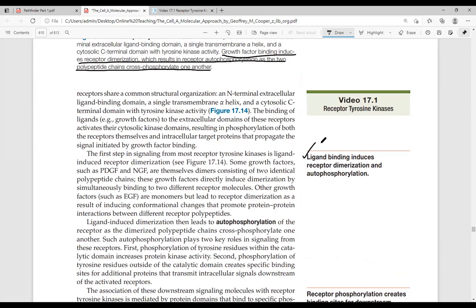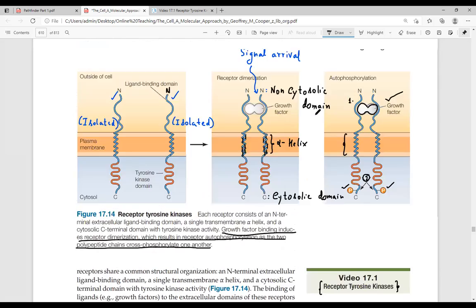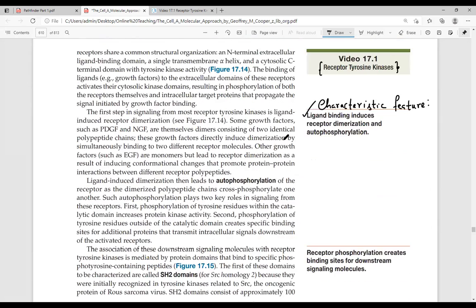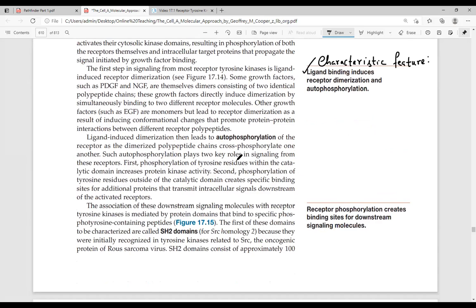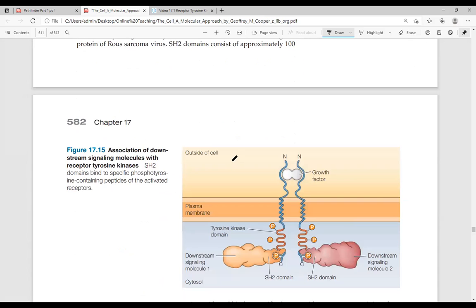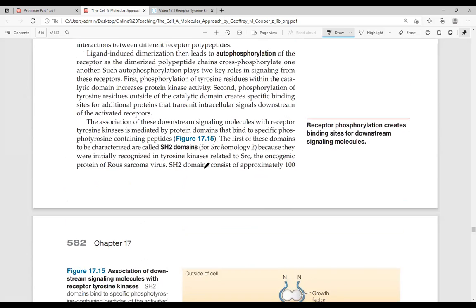This is a characteristic feature of receptor tyrosine kinase. Characteristic feature. Okay. Next. It will induce autophosphorylation and then the signaling is going to take place. Now, how is this process going to take place? That we have to understand.